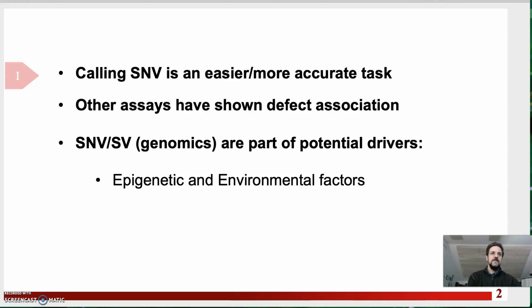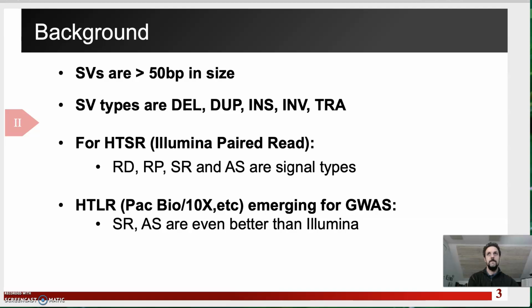Another motivating factor was that older assays, such as array-based CGH, have had some defect associations. And one interesting side to this is that even with a total analysis of single nucleotide variants and structural variants, in other words, the total genomic, it's only the potential driver. There are epigenetic and environmental factors that are also known in many defects.